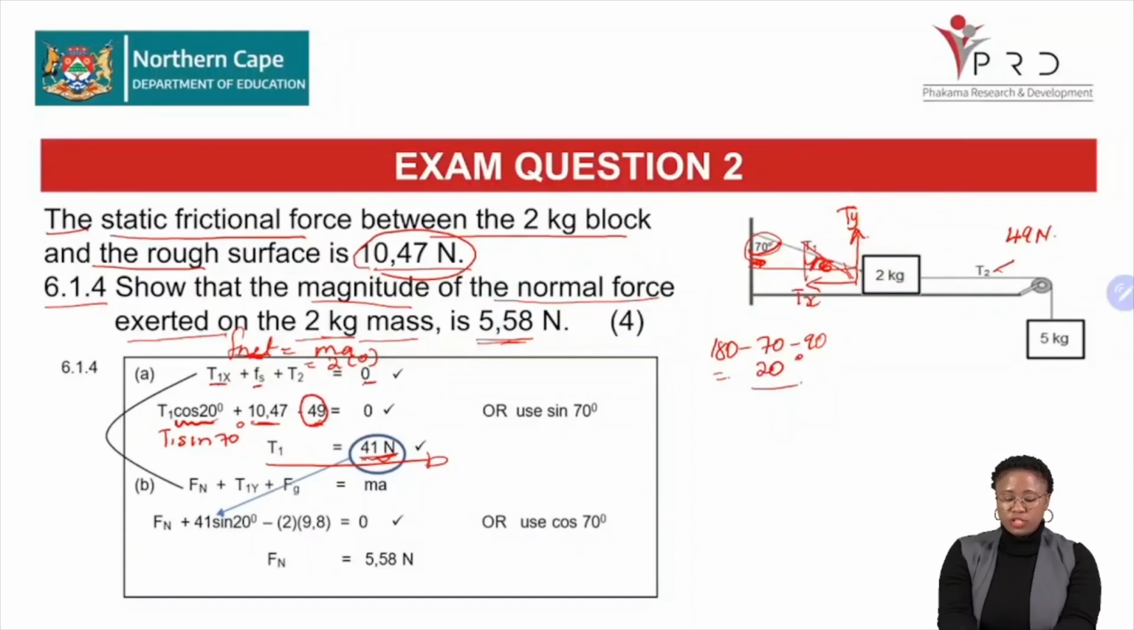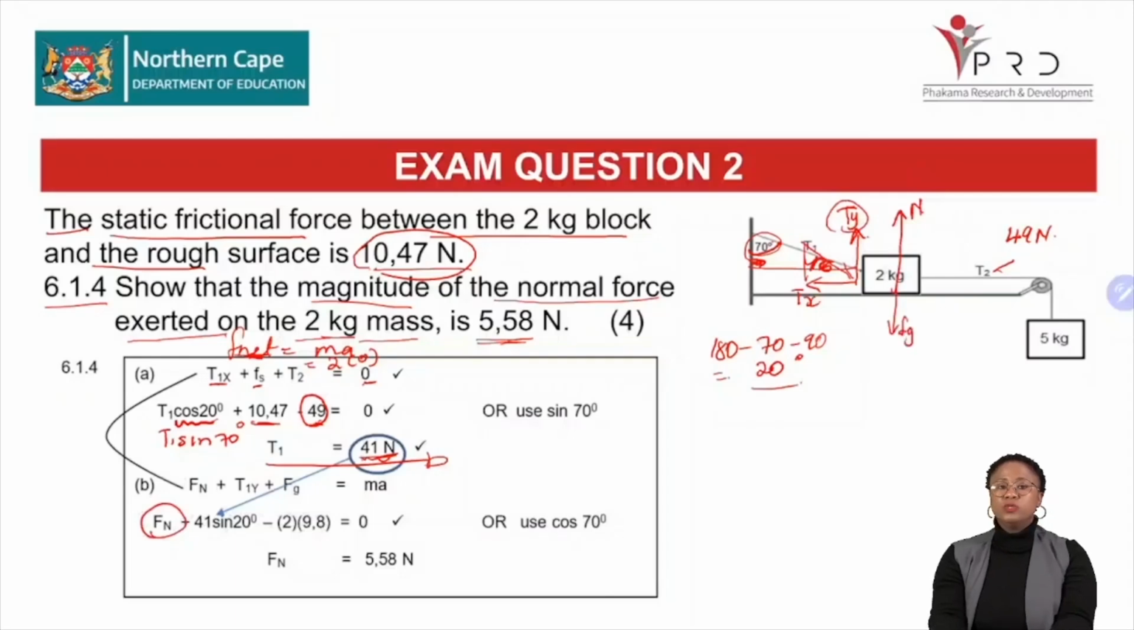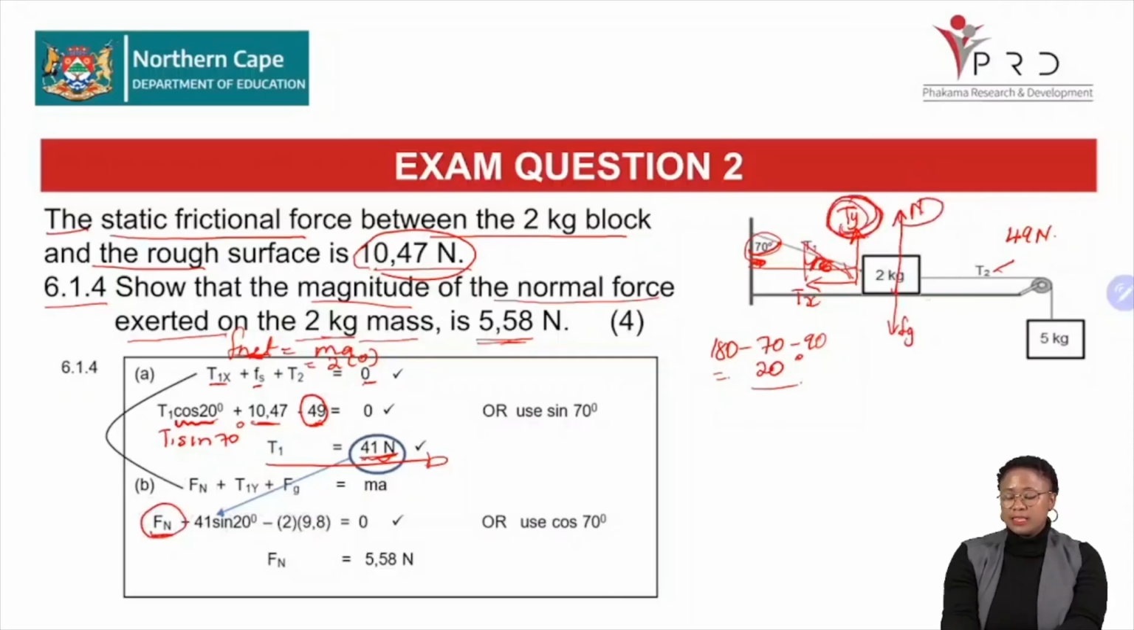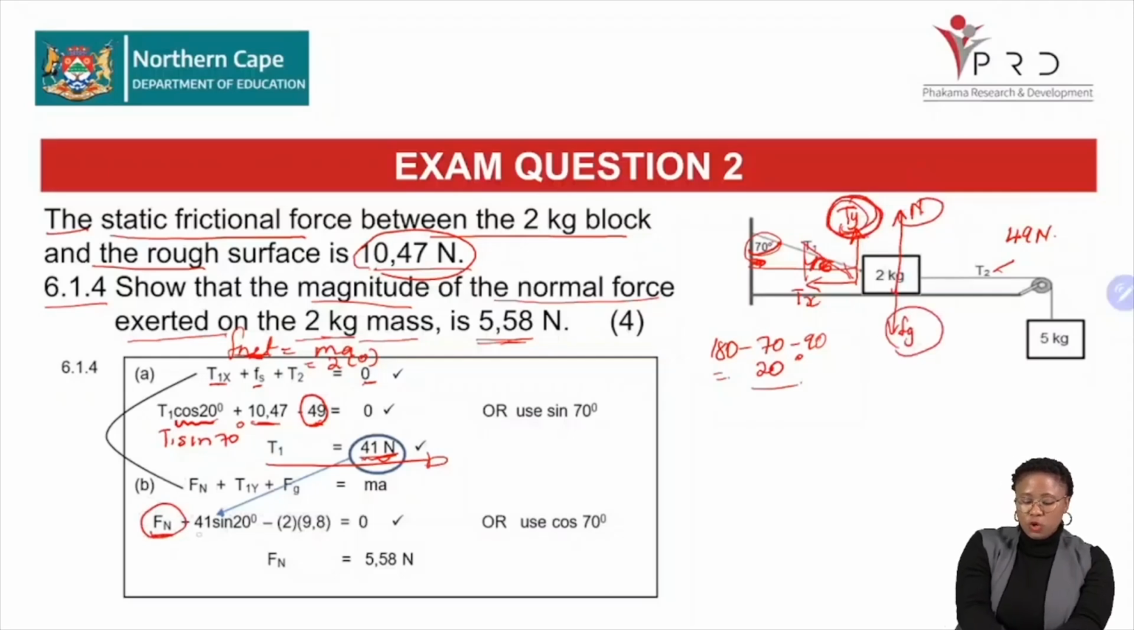Now that you have your T1, you can quickly get your what? Your normal force. Now, for me to get my normal force, what do I do? I look at all the forces that are working together with the normal force. I will have the normal force. I have Ty. I also have what? Fg, okay? Those are all the forces that are working together. So the Fn, which is the normal force, will be equal to T sine theta minus Fg, which is the T of 41, which is that one, T1, sine of 20 degrees.